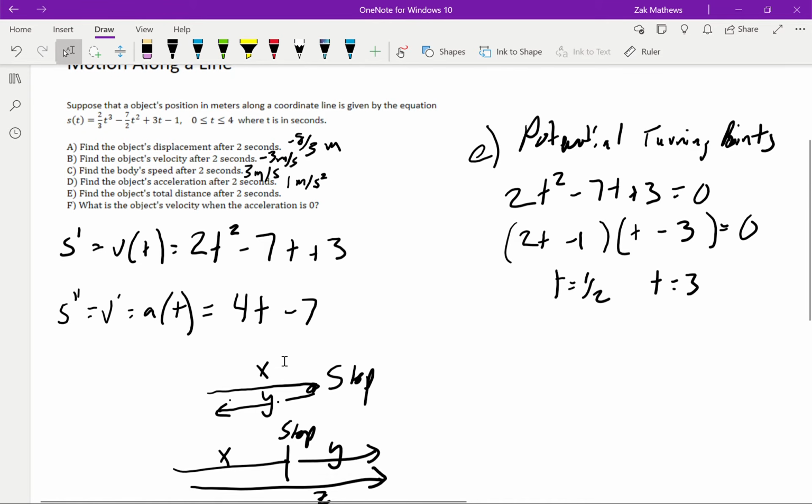So again, my point in all this, even if they aren't turning points, we can always break up the interval around these points, and it'll be more work than necessary, but it won't hurt us.